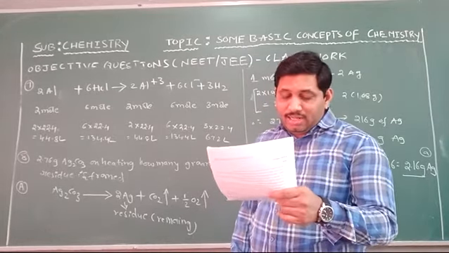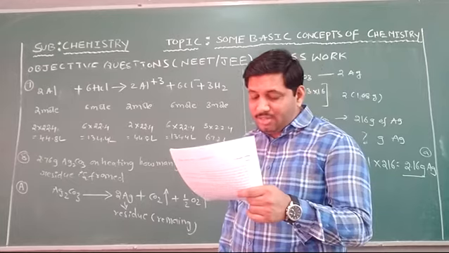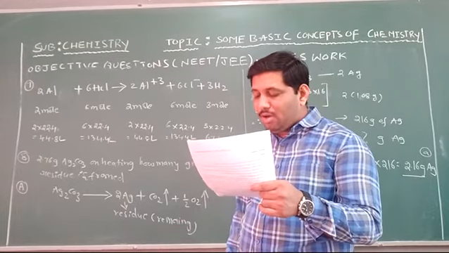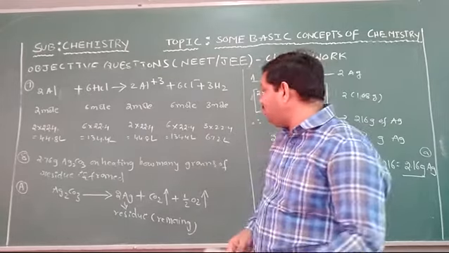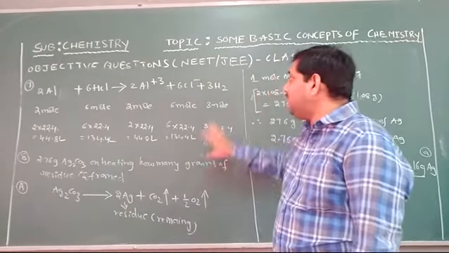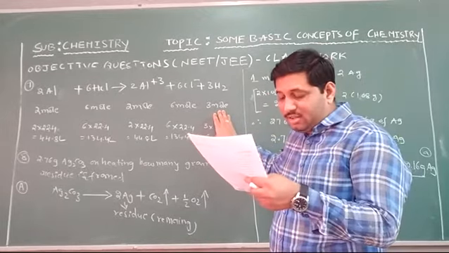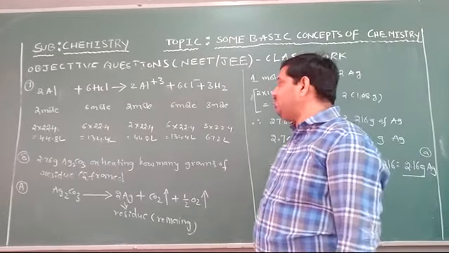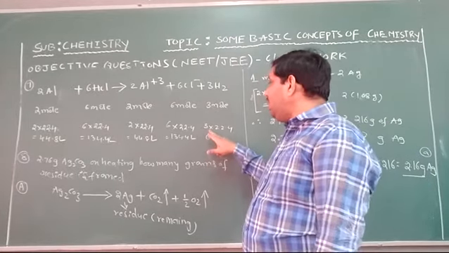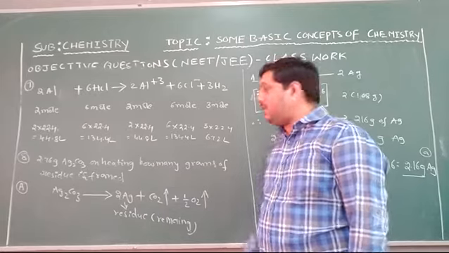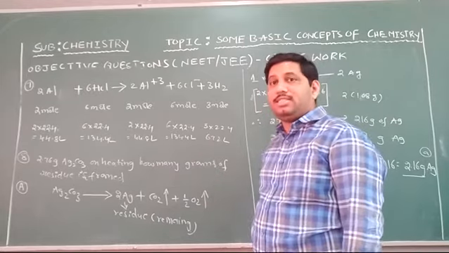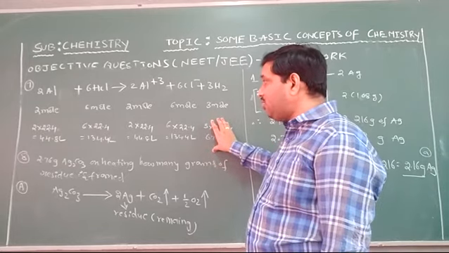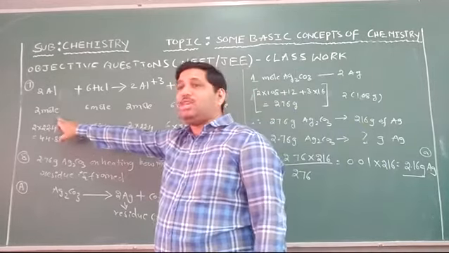Second statement, student: 33.6 liters of hydrogen is produced, regardless of temperature and pressure, for every mole of aluminium that reacts. That is the wrong statement, student. Why? Because here 3 into 22.4 liters is equal to 67.2 liters. 67.2 liters of hydrogen is obtained by consuming 2 moles of aluminium.